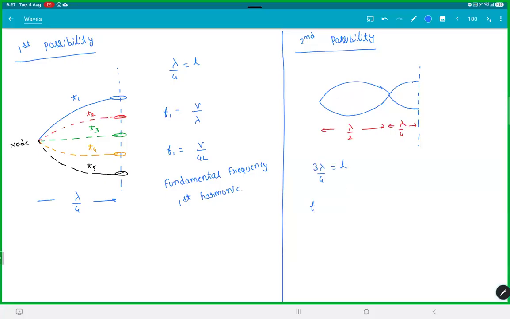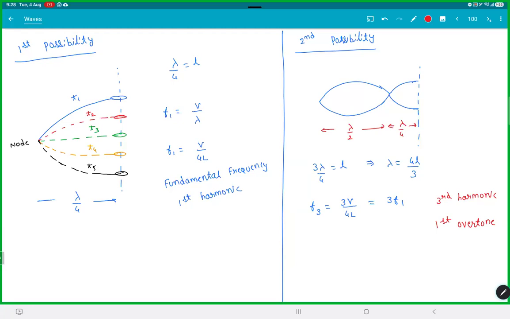So when you do the frequency here, F3 will get V by, so lambda will be 4L by 3. You end up with 3V by 4L. This is 3 times F1. This is your third harmonic. There is no second harmonic. You cannot generate second harmonic on this. And this is the first frequency after the fundamental. So this is called first overtone. This is the reason why overtones are defined.